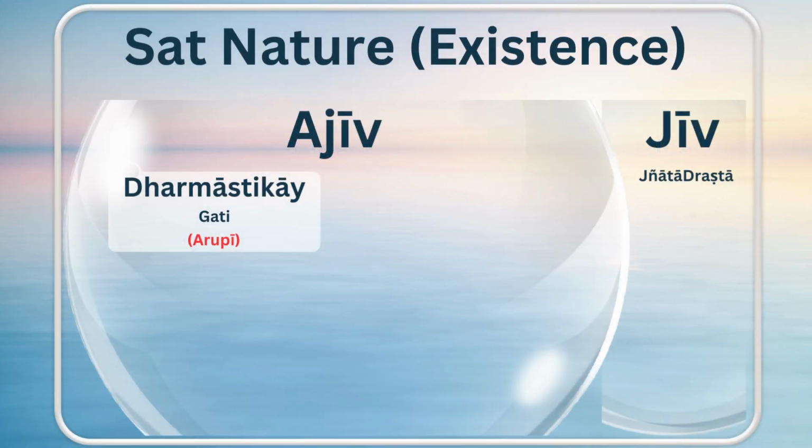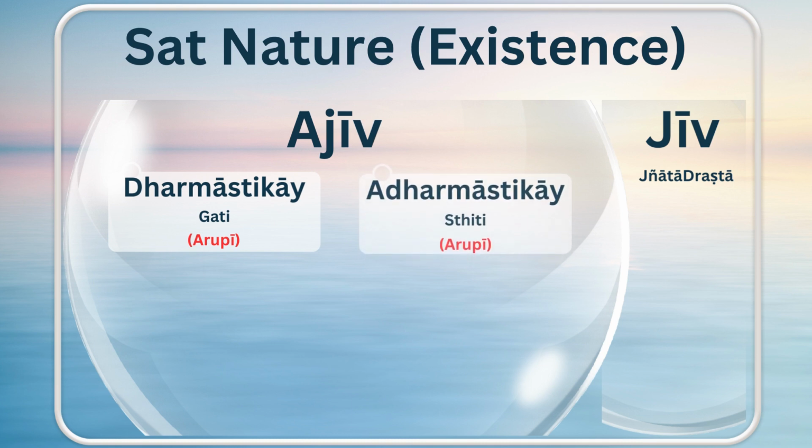The special attribute of Dharmāstikāy is Gati or imparting motion. This attribute does not exist in any other Ajīv and Jīv. The second type of Ajīv is called Adharmāstikāy. Here, the word Adharma is related to sthiti or immobility or stationariness. All the stationariness we see in this whole existence is called Adharma.